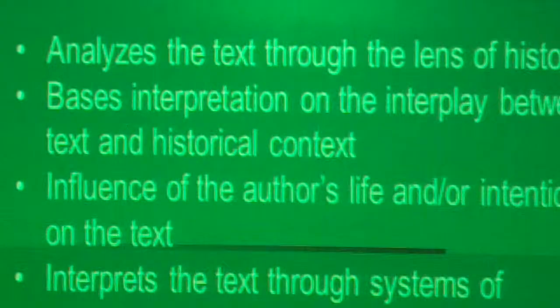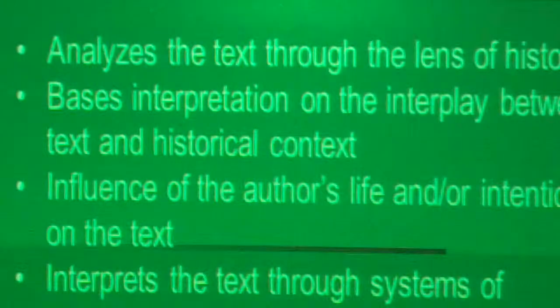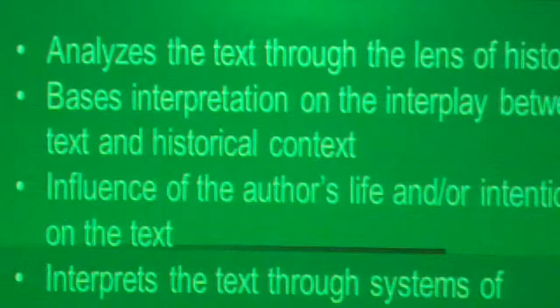literature. We have just finished The Scarlet Letter, and there are a number of ways to look at The Scarlet Letter. You can look at it from the perspective of the women in the text. You can look at it through the perspective of the language in the text. You can look at it through the literary devices themselves.